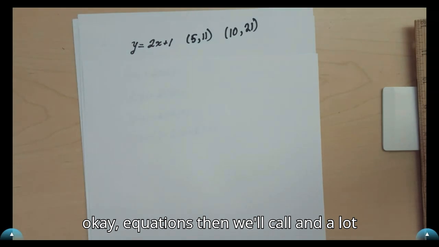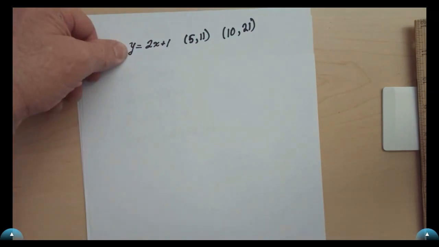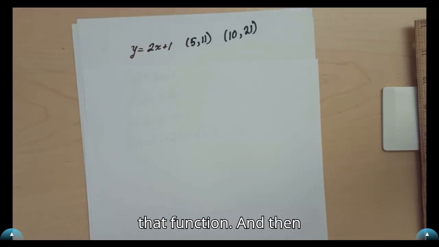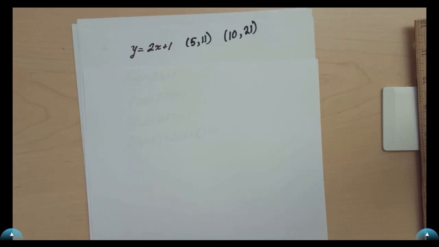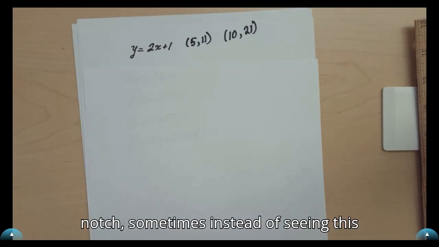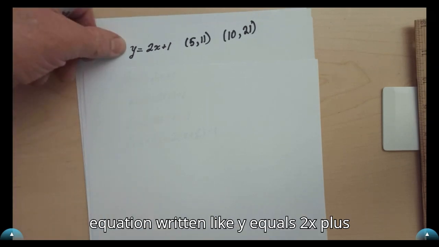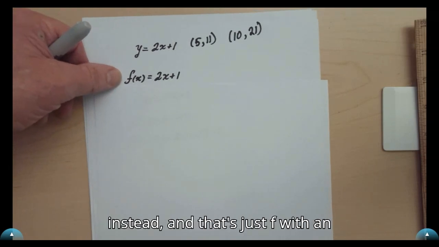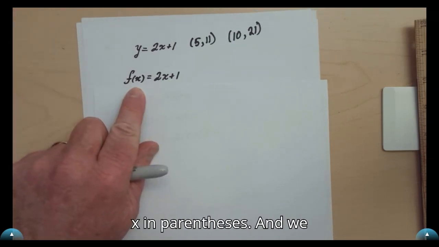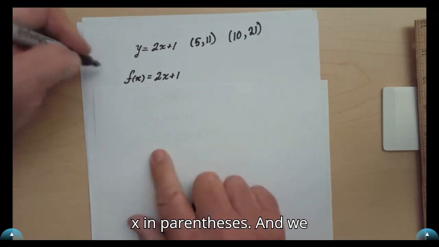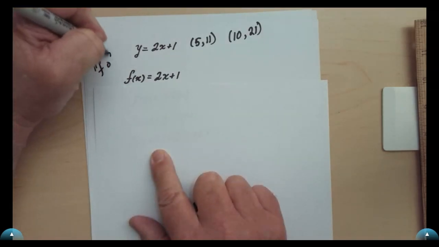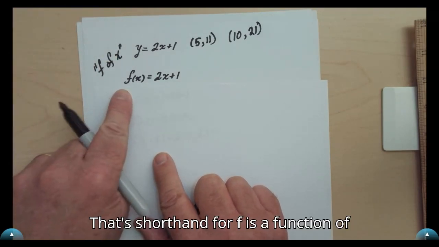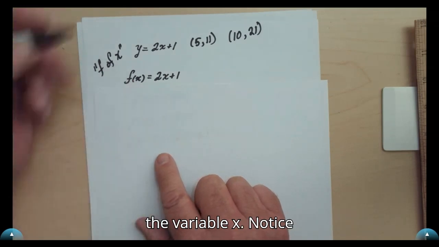Equations then, we'll call them. A lot of times I'll say, look at this function. But technically what I'm referring to is the set of ordered pair solutions of that function. And then, as Emerald would say, just to kick it up a notch, sometimes instead of seeing this equation written like y equals 2x plus 1, you might see it written this way instead, and that's just f with an x in parentheses. And we would read that f of x. That's shorthand for f is a function of the variable x.